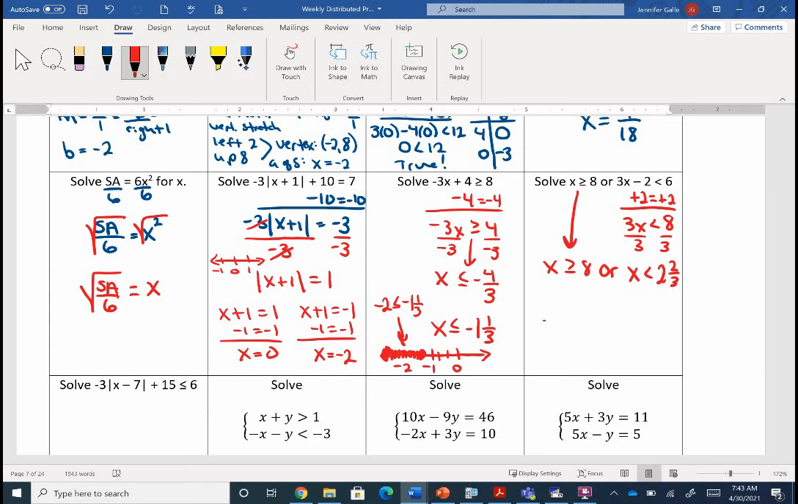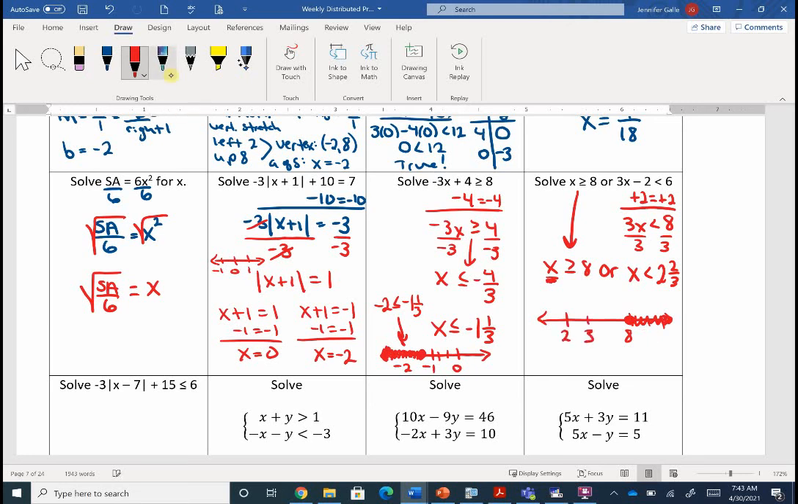So on my graph, when we have that or situation, our graph is going to be split. So we have out at 8, a closed circle because it's an equal to. Numbers that would work for x to make that true would be numbers like 9 and 10, everything to the right of 8. Then we have our 2. Then we have our 2 would be on the left side of 8.